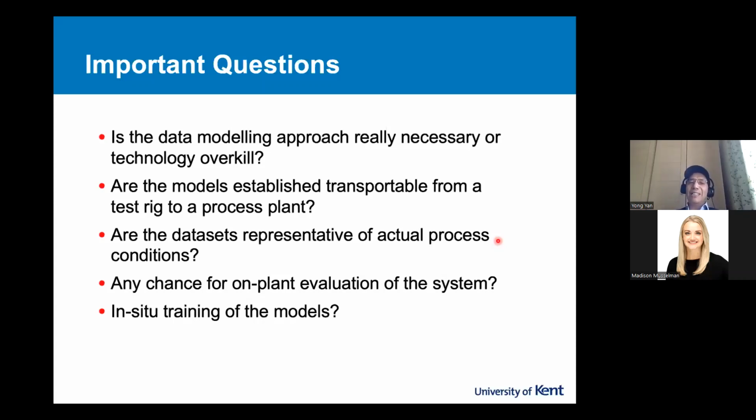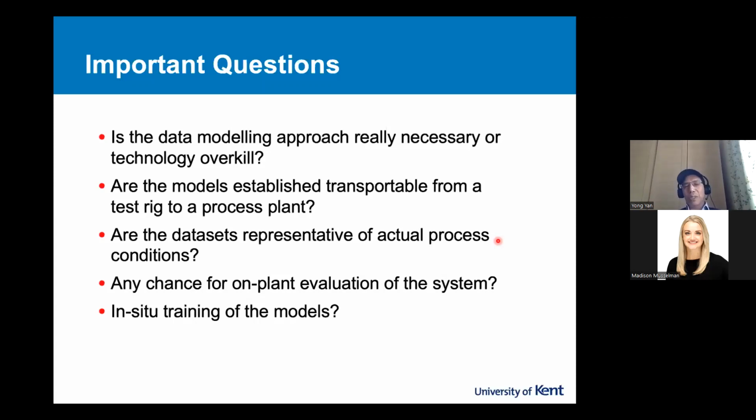Another question is, are the models we established under lab conditions transportable from a test rig to a plant? Yes, valid question. I think it depends. If the test rig is able to recreate all the conditions you are going to test in a real plant, that's okay. If not, then that's a different case.